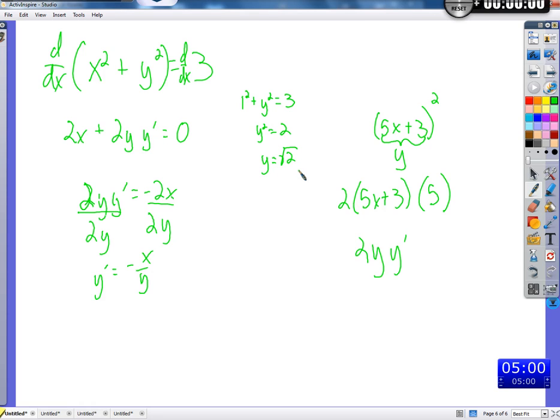So we would put 1 in there, and we just found y is the square root of 2, so put the square root of 2 there: negative 1 over the square root of 2. Usually they give the point to you. You don't even have to figure it out. You just plug it in.